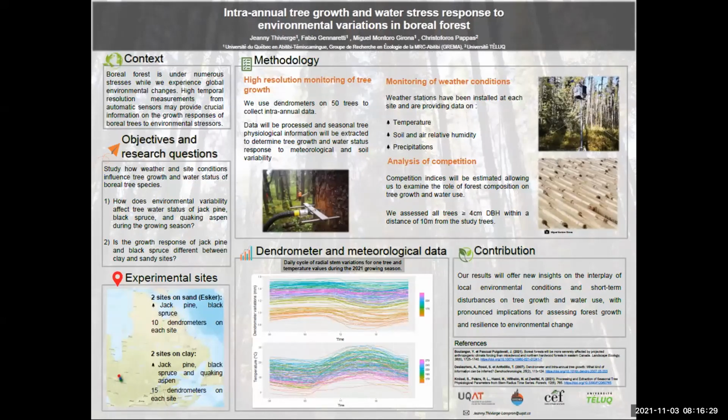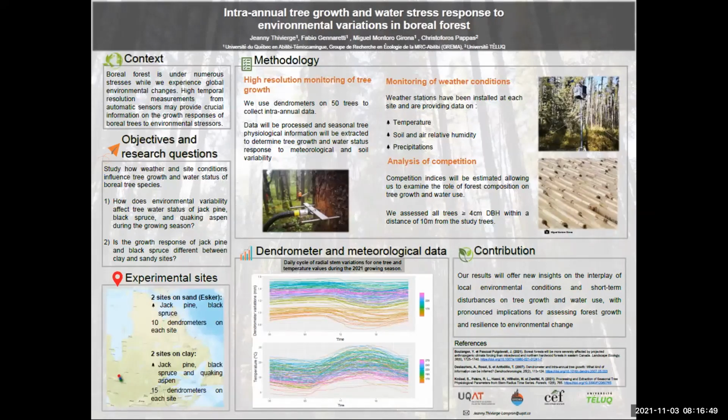The first one is the diurnal cycle linked to the transpiration of the tree, and the second thing that you can see is the irreversible stem variation due to tree growth during the growing season.